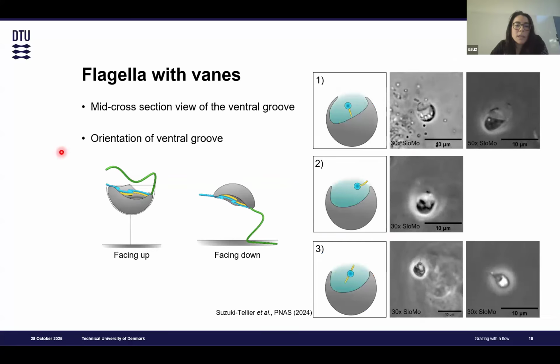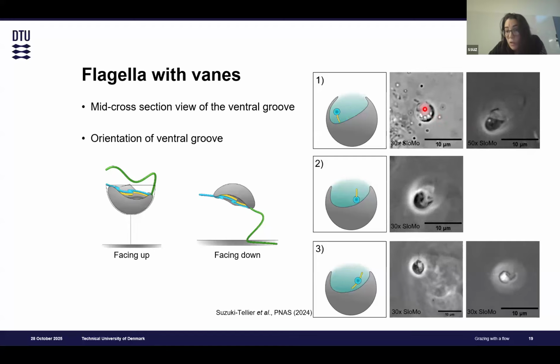We had different species, and as I mentioned, these species have a different orientation of veins. Here, we have the vein towards the ventral groove. This is a view of the cross section of the cell, and you can imagine the flagellum beating inside the groove, with a vein towards the ventral groove, one towards the outside of the cell, and even some cases with one vein on each side, so two veins in total.